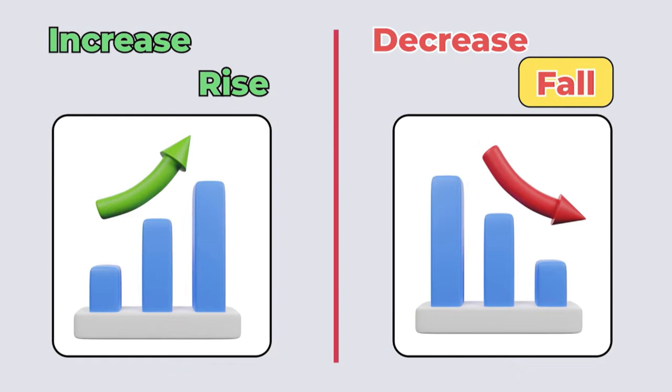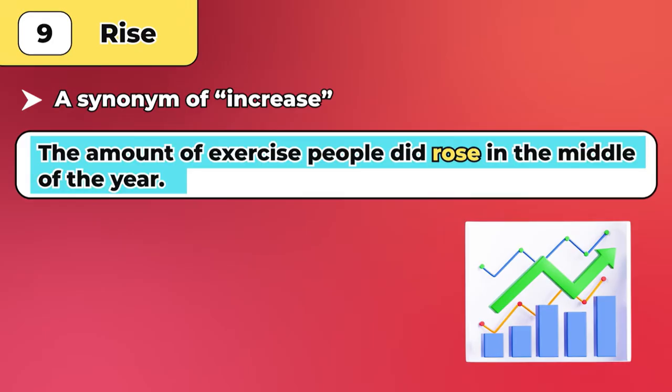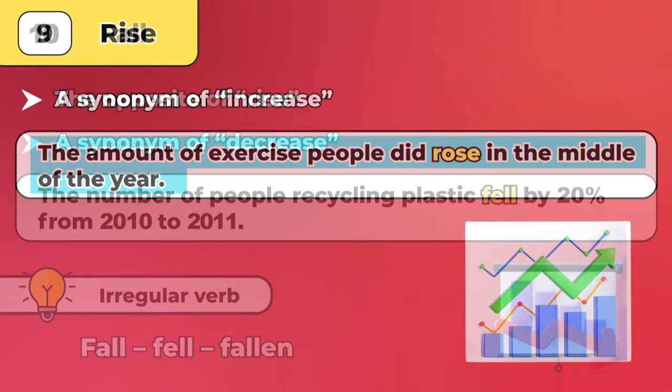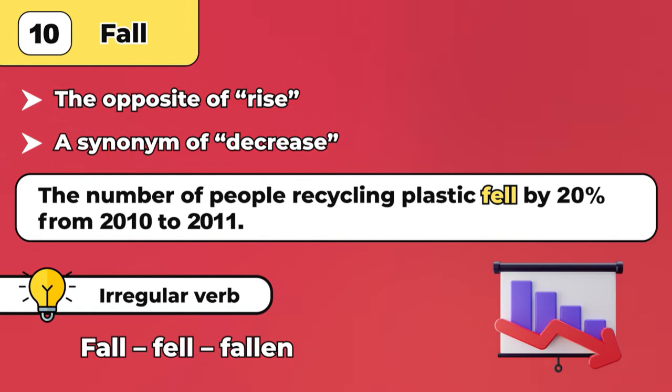The word rise is a synonym of increase. It is useful to know words that have the same meaning, so you don't repeat the same words many times. Let's use it in an example. The amount of exercise people did rose in the middle of the year. Notice that rise is an irregular verb: rise, rose and risen.